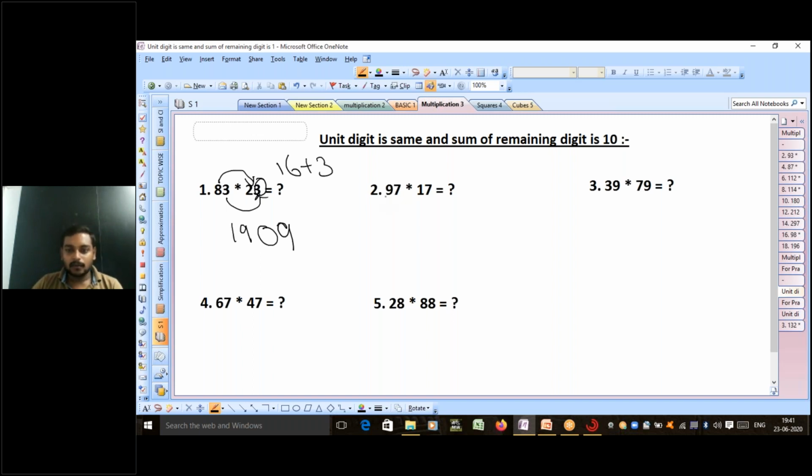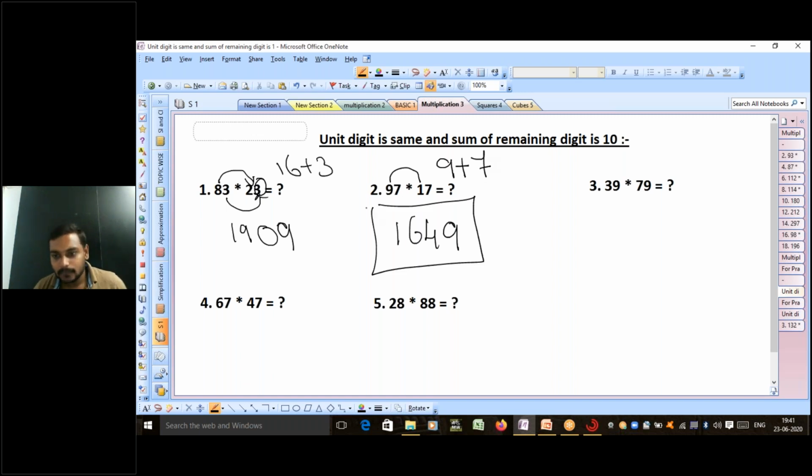I take one more example. So 97 into 17. Here we have unit digits are same and the sum of the remaining numbers are 10. So 7 sevens are 49. Then 9 ones are 9 plus unit place number, that is 7. 9 plus 7, which is equal to 16. So 1649. Yes. For third one, fourth and fifth one, just let me know your answer.